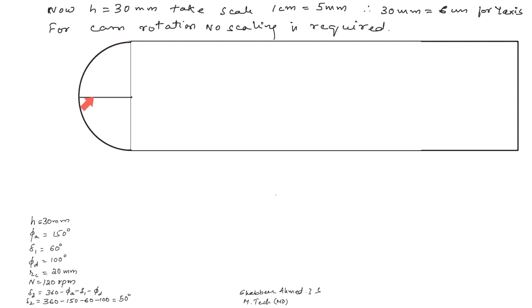Now divide the semicircle into, let us say, 6 parts. Okay, so here we have the semicircle. Now we will divide it into 6 parts.